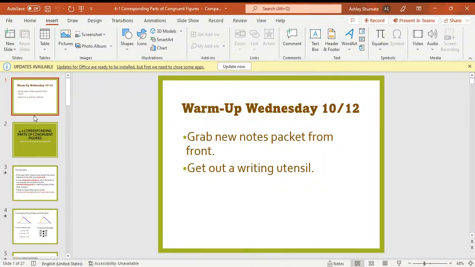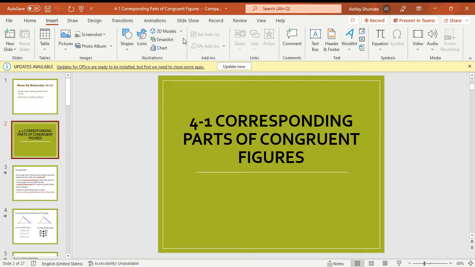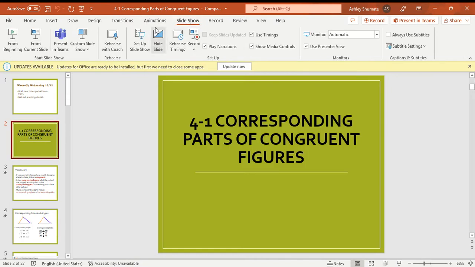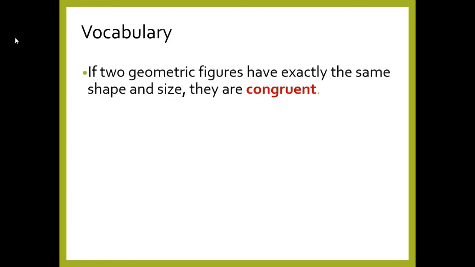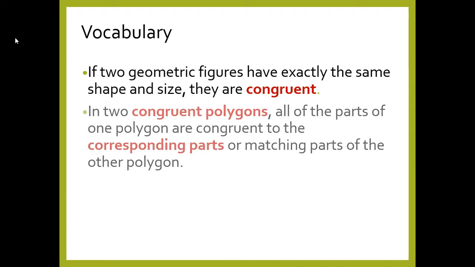So today we are going over corresponding parts of congruent figures. First thing we're going to go over is our vocabulary. What you need to know first is if two geometric figures have exactly the same shape and size, they are congruent. In two congruent polygons, all of the parts of one polygon are congruent to the corresponding parts, or matching parts, of the other polygon.